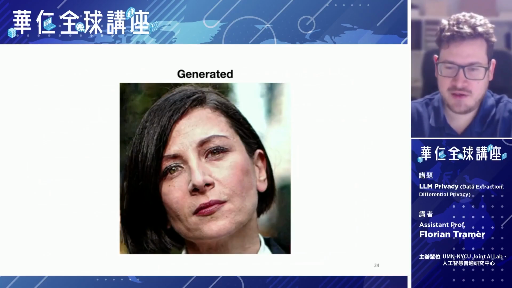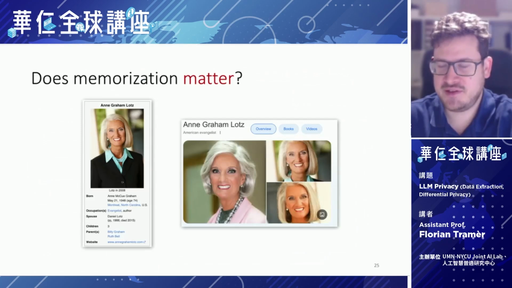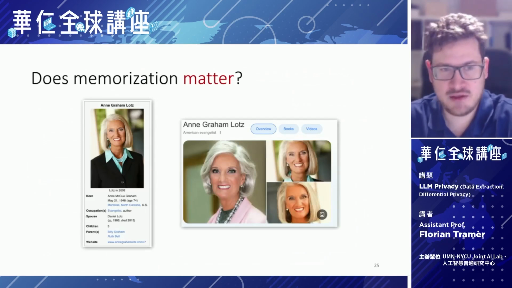So you could ask here again, does this matter given that the whole data is public? So for example, this image I showed earlier of Anne Graham Lotz, who's an American evangelist. If you want to find this image, you can also just find it on Google.